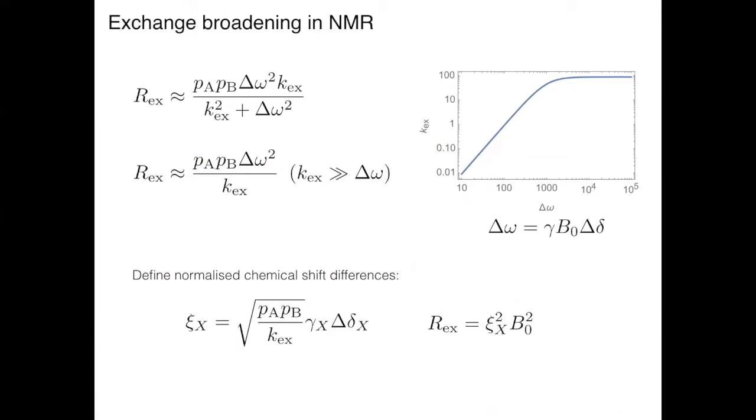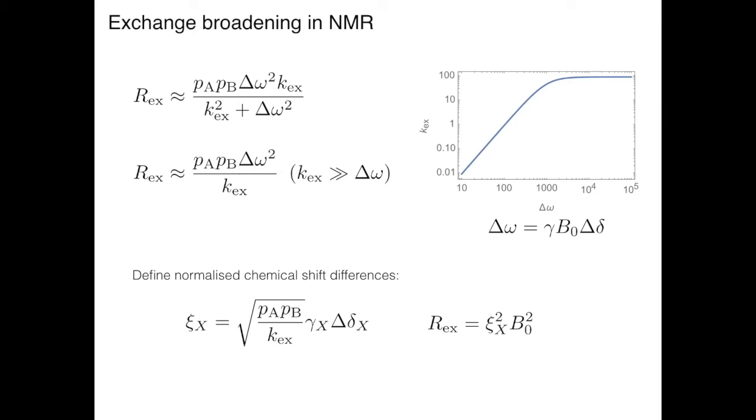So when you have chemical exchange, you get a contribution to the relaxation rate due to that exchange, which in the fast exchange limit or fast intermediate exchange is proportional to the square of the field strength. So it goes up very rapidly. So the exchange contribution here is pA pB times the frequency difference squared divided by the exchange rate. We can write this in terms of a normalized chemical shift difference, psi, so you then have the exchange contribution as the normalized chemical shift difference squared times the field strength squared.